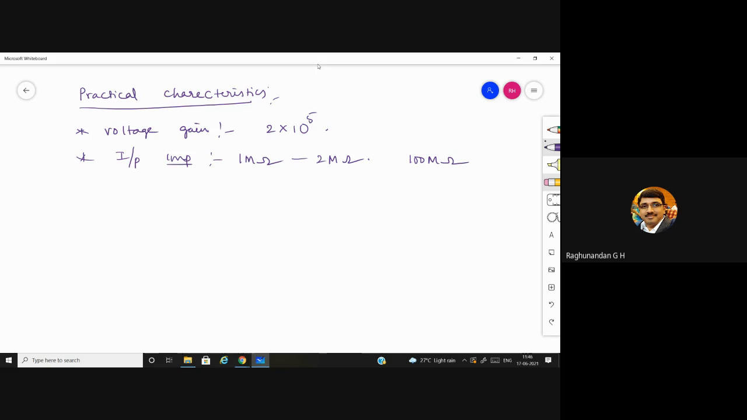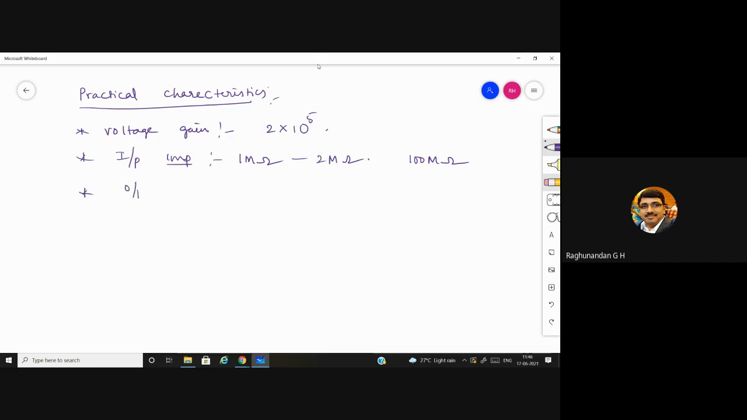Suppose it is reversed: input impedance is very low and output impedance is very high. What happens? It takes more current but gives less current. Do you call that an amplifier? The one which takes more and gives out less? No, right? That becomes an attenuator. An attenuator is a device which reduces the strength of the signal. So for an amplifier, input impedance should always be maximum and output impedance should be minimum.